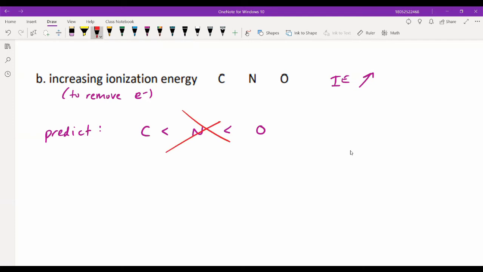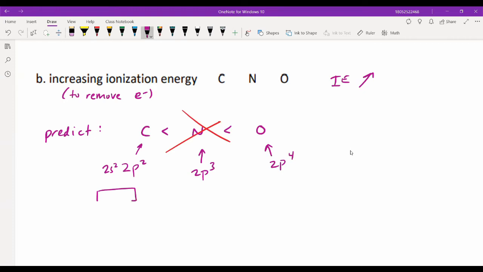So I threw this one on there just to be kind of a curveball. That's a tricky one, and just point out that these trends are general, and if you get into certain cases with certain elements, they don't follow the general trend. So the configuration of carbon is 2s2, 2p2. If we look at nitrogen, it's 2p3, and oxygen is 2p4.